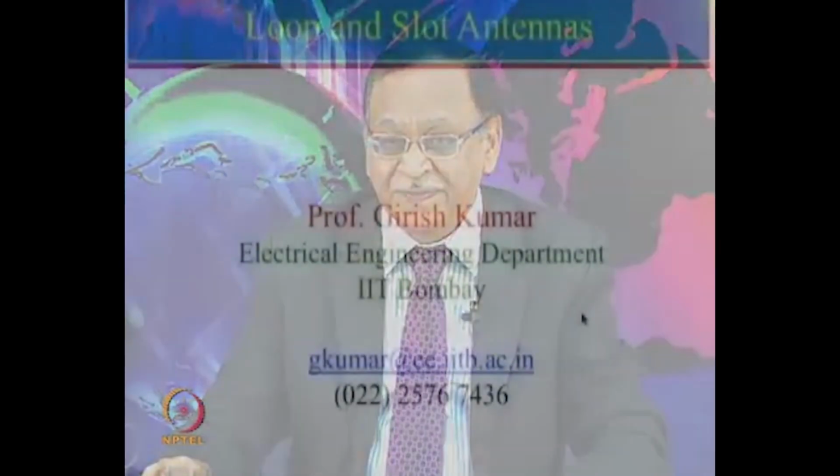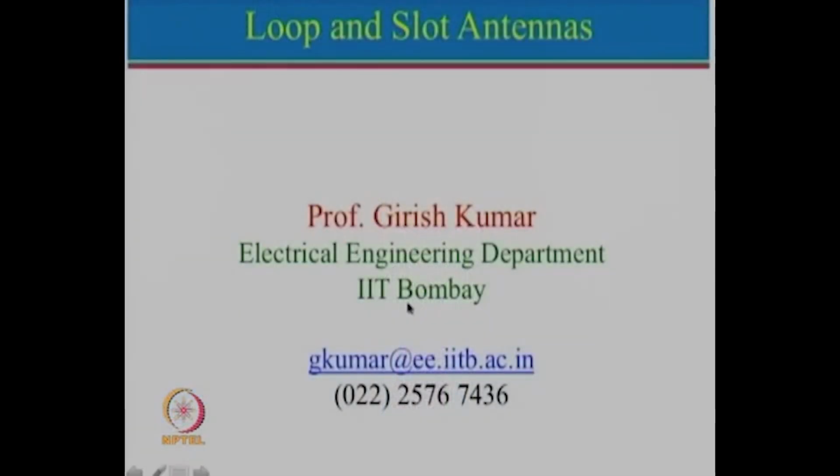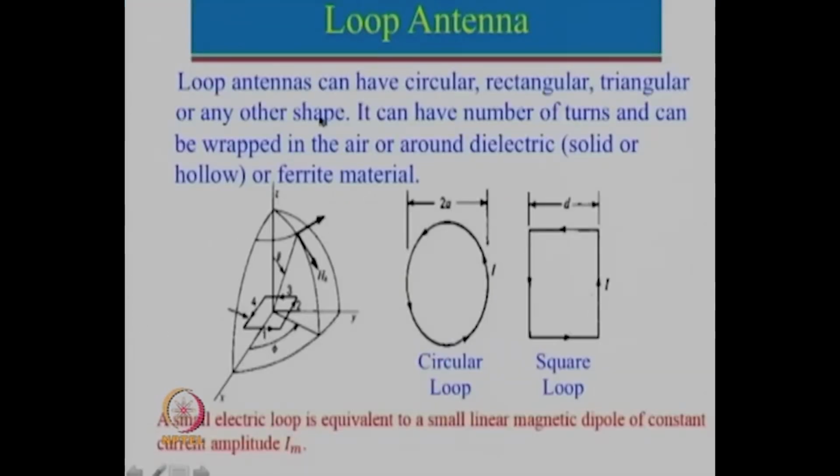Today, as I mentioned, we will talk about loop and slot antennas. We will first cover the loop antenna, then in the next one we will talk about the slot antenna. We will think about a very small loop, put around the origin. So this is the origin, with x axis, y axis, z axis, and as before we measure the phi angle from the x axis and theta from the z axis, and these are the field components at any far away distance r.